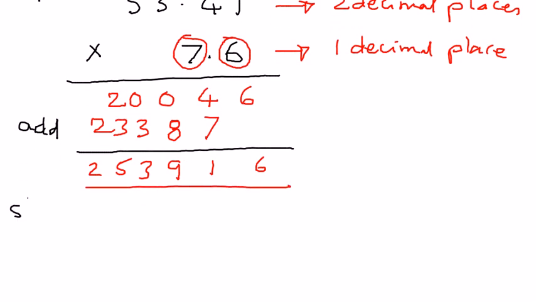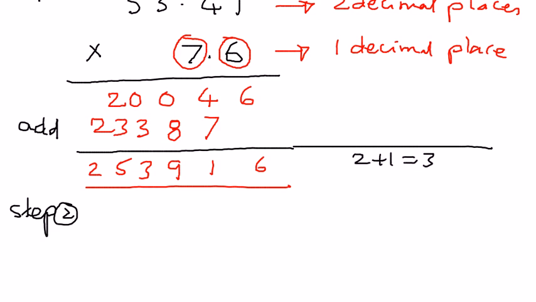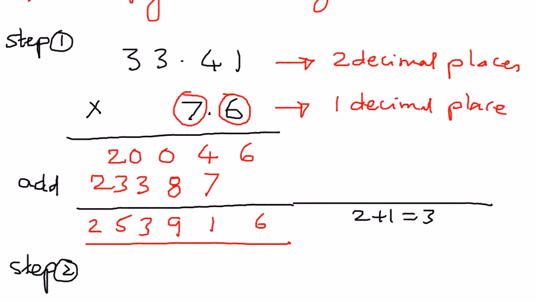In step 2, we're going to identify and then place the decimal point. Since there are 2 plus 1, which is equal to 3 decimal places, there are two decimal places in the first number, 33.41. There is one decimal place in the second number, therefore 2 plus 1 is 3. So we want to move 3 decimal places from the right. We want to place the decimal point 3 places from the right.